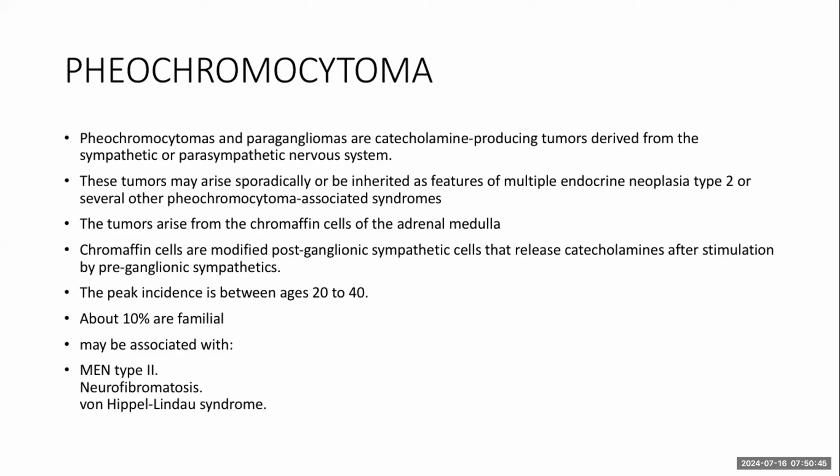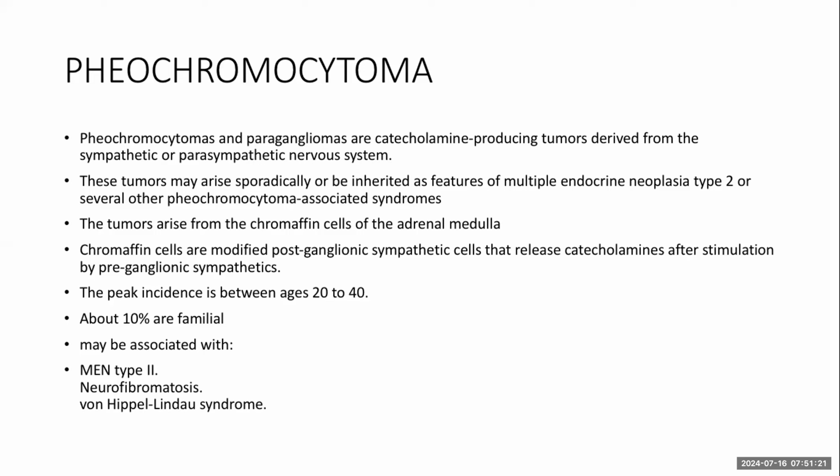So just a brief overview of pheochromocytoma. They are catecholamine-producing tumors that are derived from sympathetic or parasympathetic nervous system. These tumors may arise sporadically or be inherited as features of MEN2 or several other pheochromocytoma-associated syndromes. The tumors arise from the chromaffin cells of the adrenal medulla. Chromaffin cells are modified postganglionic sympathetic cells that release catecholamines after stimulation by preganglionic sympathetic system.